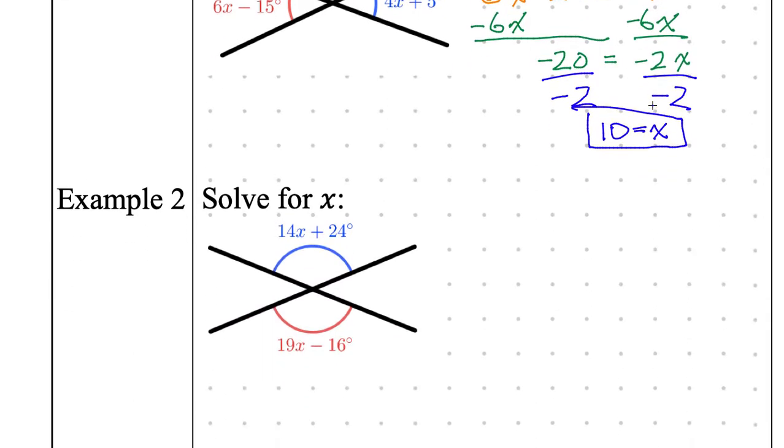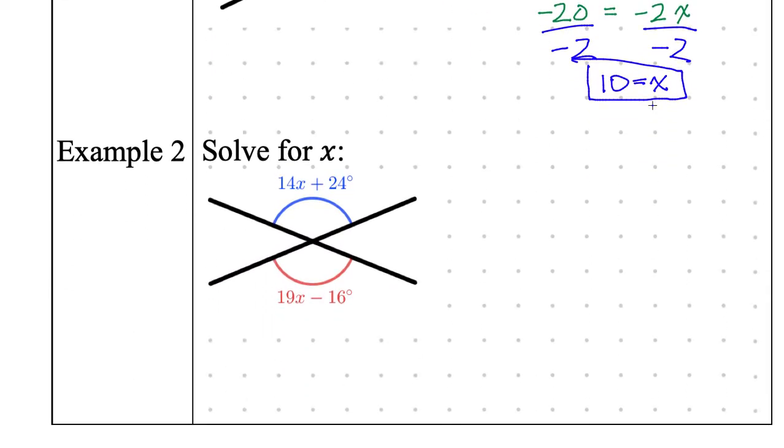All right, we're moving on to example number 2. Oh, it's the same thing. Vertical angles with an equation. Who can help me set up the equation? So far, we only have expressions. Who can turn these expressions into an equation? Gunnar.